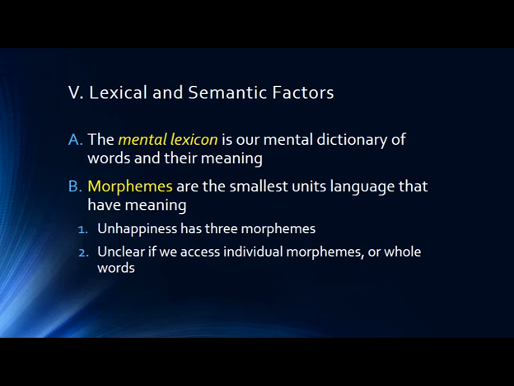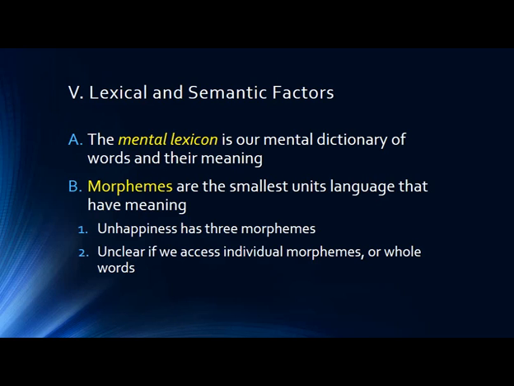So, lexical and semantic factors are part of this. The mental lexicon is our mental dictionary of words and their meaning. So a question of the lexicon or our lexical access is an important part of how we understand cognition. We're going to talk here in a little bit about lexical access in brain damaged patients very quickly.